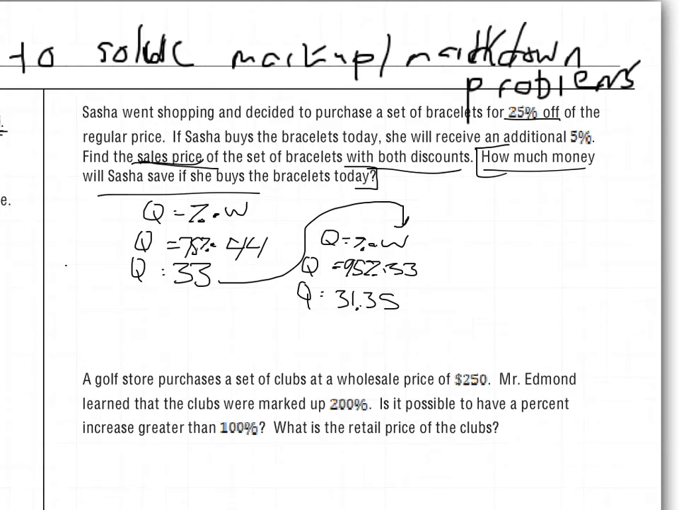We can find that by taking the original $44 price and subtracting away to find out how much we ended up saving. And when we do that, we're going to get $12.65.